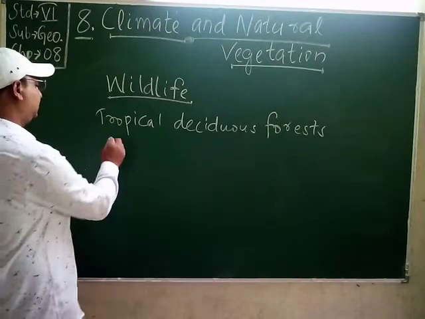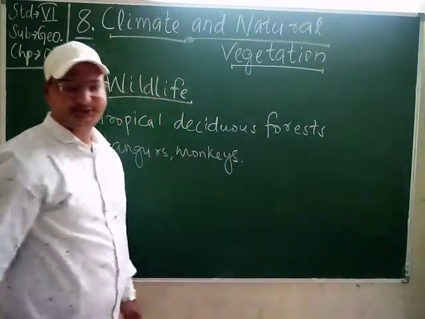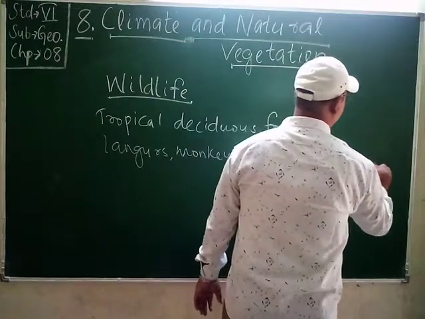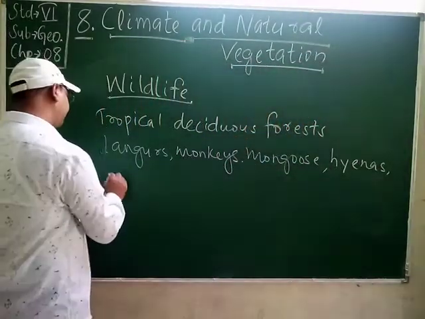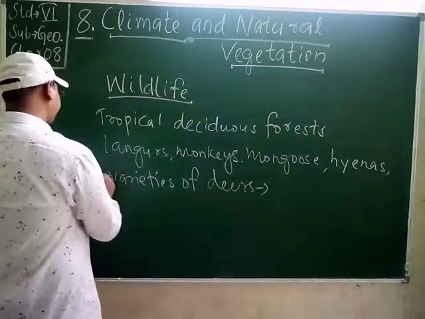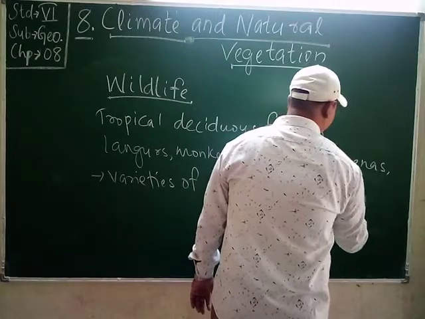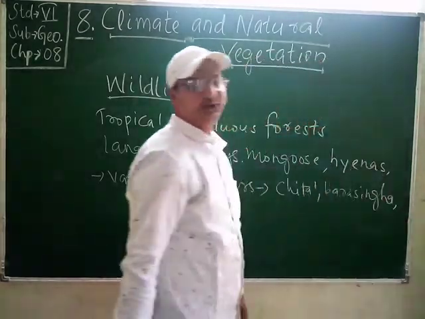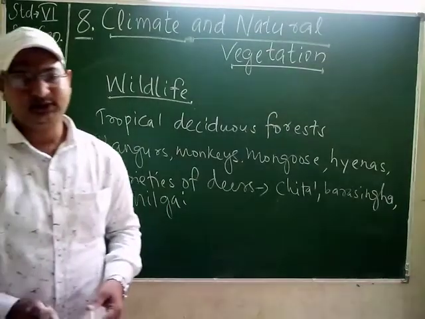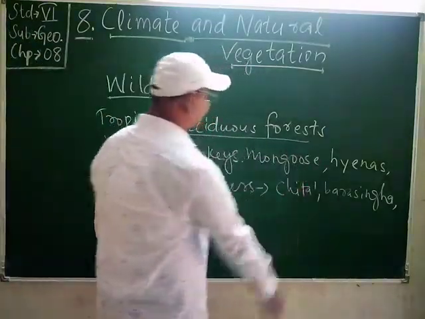The tropical deciduous forest, friends, is the habitat of langurs, monkeys, mongoose, hyenas, and varieties of deer. What are the different varieties of deer? The barasingha, chital, nilgai. These are some of the animals that can be seen in the tropical deciduous forest region, not the coniferous forest.